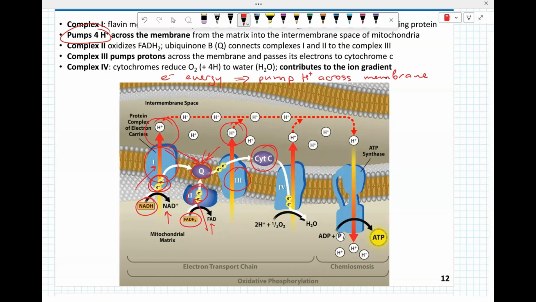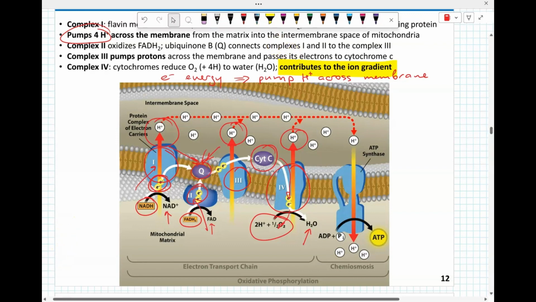Finally, cytochrome C transfers electrons through complex 4 onto oxygen, which, when it combines with electrons and hydrogens, forms water. Electrons ultimately lose all their energy when they are transferred to oxygen, and that energy that is lost is used with complex 4 to again pump hydrogens across the mitochondrial membrane, contributing to the gradient of hydrogen ions across the inner membrane of mitochondria.